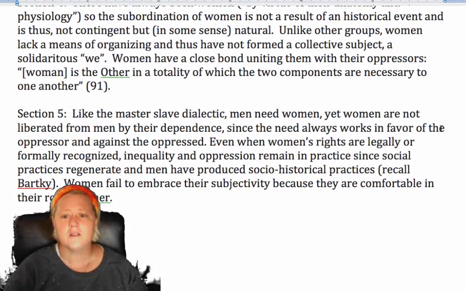Even when women's rights are legally or formally recognized, inequality and oppression remain in practice, since social practices regenerate and men have produced socio-historical practices. Recall Bartke's account of cultural domination. Women fail to embrace their subjectivity because they are comfortable in their role as other.